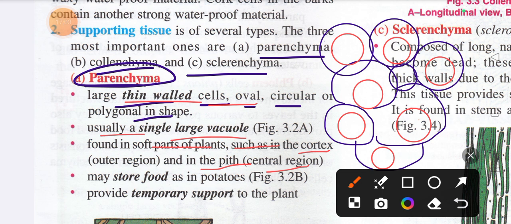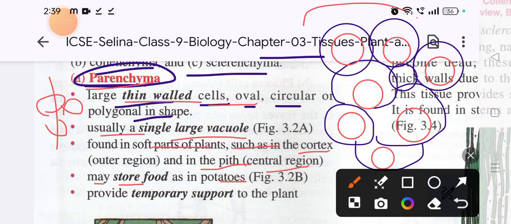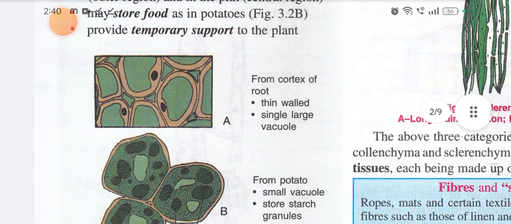Their stems are very delicate, and you can easily eat them. That's why these large vacuoles are there to store food and give taste also. They may store food as in potatoes. Potatoes are also an example of parenchyma, because potato is quite delicate. They have a very large amount of these cells, and they store food. They provide temporary support to the plant.